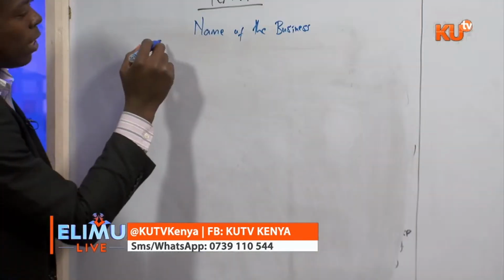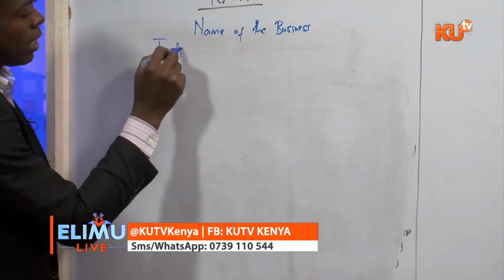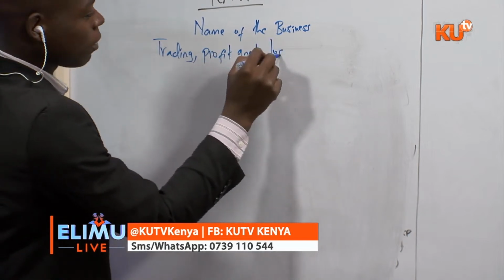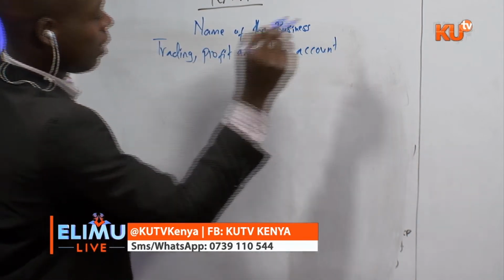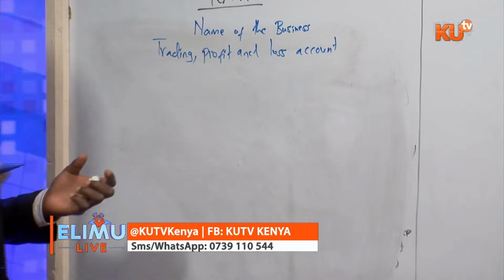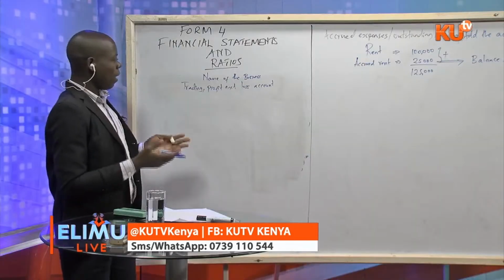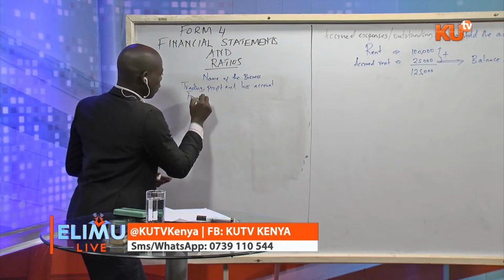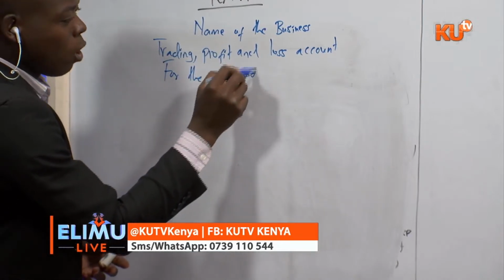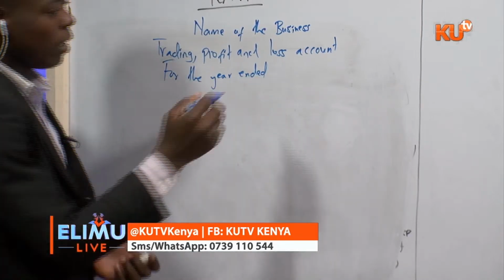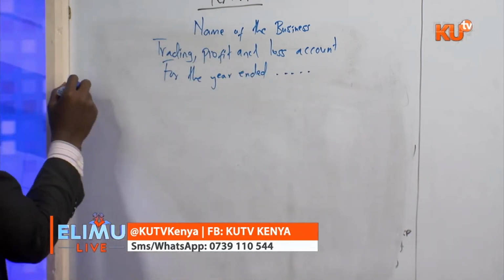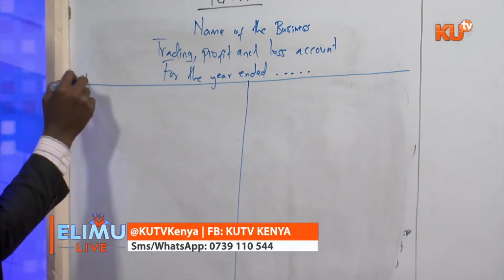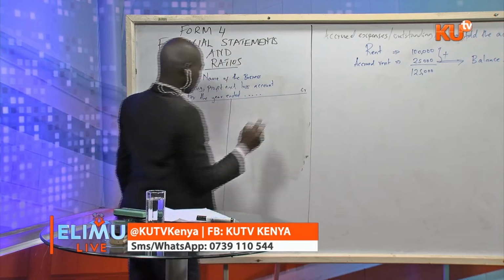Then below it, we indicate the name of the statement, which is the trading profit and loss account. Then below it, we write the date, since we prepare the trading profit and loss account for a given year, so we say for the year ended, or for the year ending, whichever you use, then you give the date. We have two sides of this account: the debit side and the credit side.